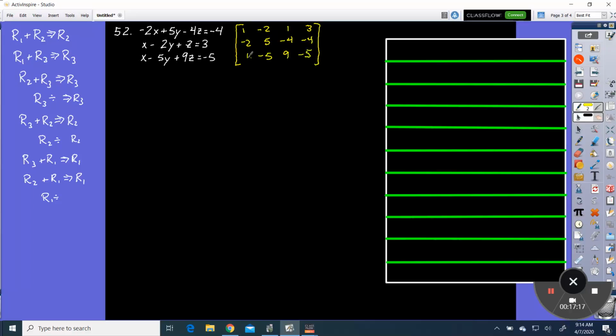Biggest thing, people make a mistake right here at the beginning, so I'm going to check my work. 1, negative 5, 9, negative 5. Negative 2, 5, negative 4, negative 4. 1, negative 2, 1, 3. Okay. Or they'll mess up when they write it down, so I might have done that as well. So just like I've done in the past on the other videos, I'm going to do this first so that you can see it. So here's 1, negative 2, 1, 3. I'm going to skip 3 lines, or 2 lines.